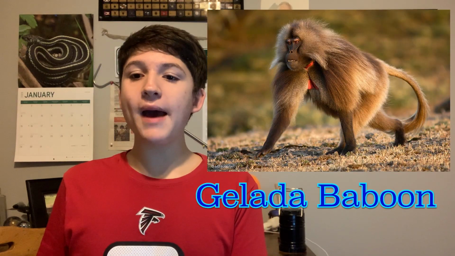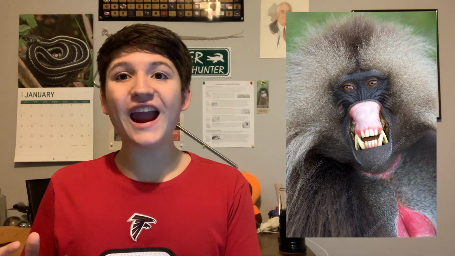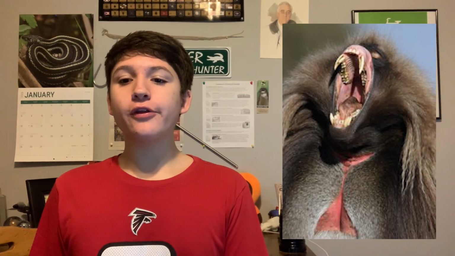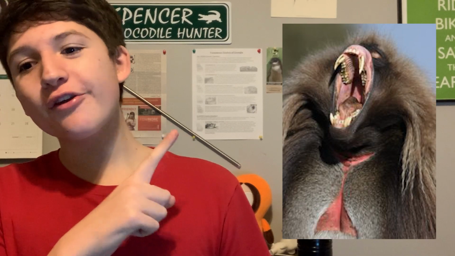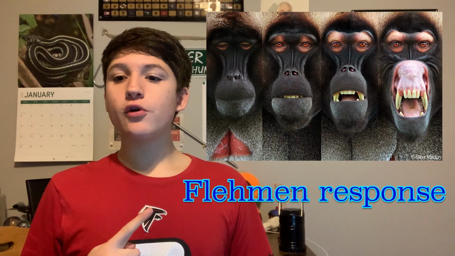Another primate that follows this formula is the gelada baboon. First of all, the males get much more hair than the females. And second of all, when trying to defend their troop from invaders, they will use a really scary threat display of exposing their enormous lips and canine teeth to scare away rivals. By the way, did I mention this monkey is a vegetarian? This nightmare fuel is called a Flehmen response.